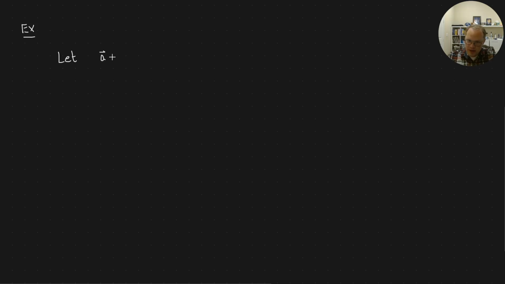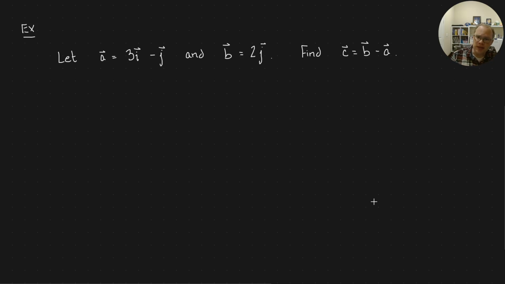Let's let vector A be 3i minus j, and let's let vector B be 2j. Let's find vector C, which will be vector B minus vector A. Okay? Notice we've written these vectors in terms of the standard unit vectors.